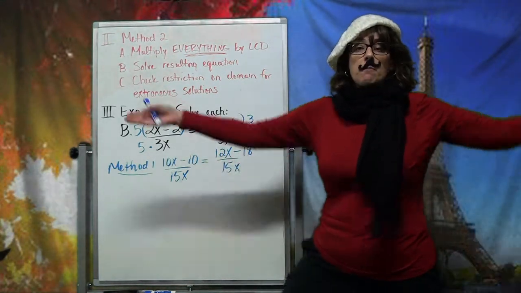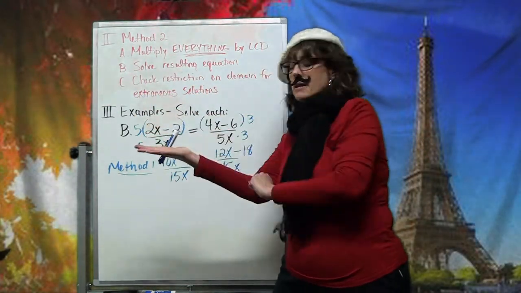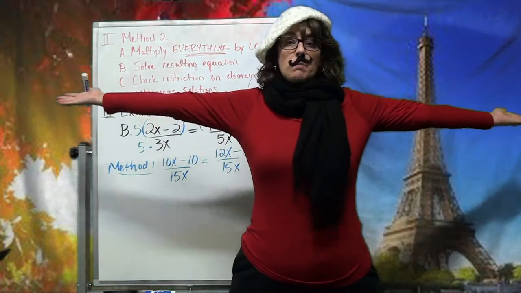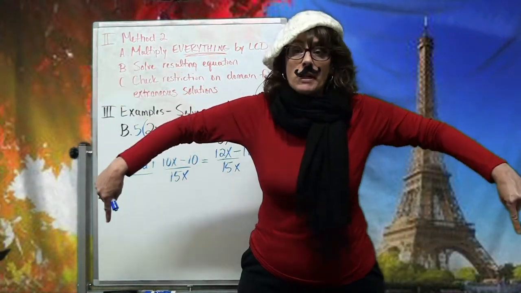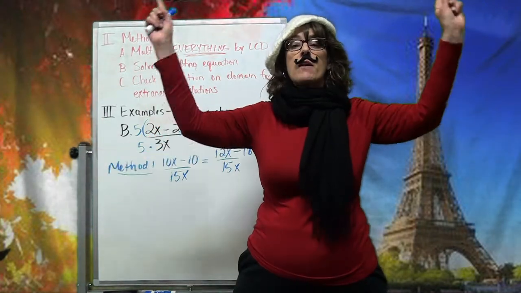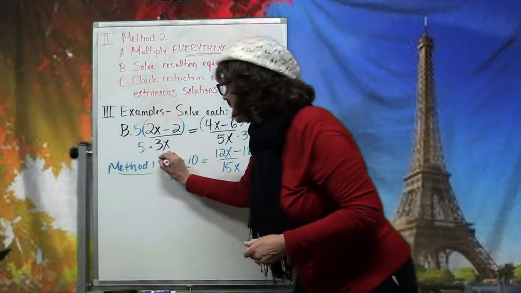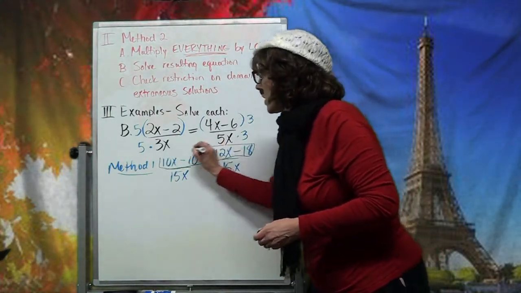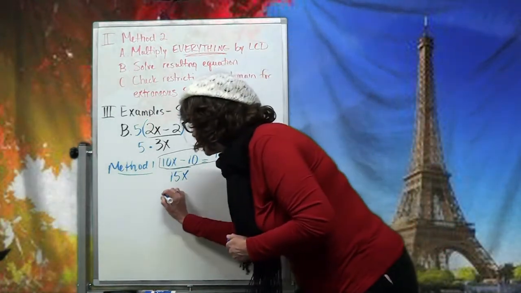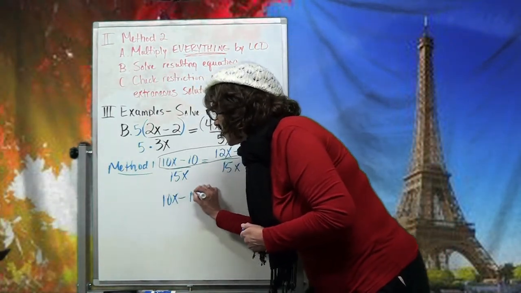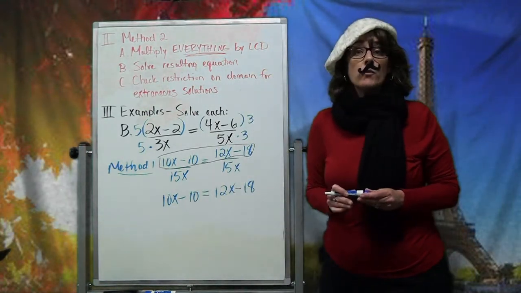So yet again, that pan balance idea: this is the fraction that's in this pan, this is the fraction that's in this pan, it's balanced out, and if it's balanced and they're equal and the denominators are the same, that means those numerators have got to be the same. So we can drop that denominator and we can just focus on these numerators right here. And so what that leaves me with is an equation that's pretty easy to solve: 10x minus 10 equal to 12x minus 18. And I can run with that.